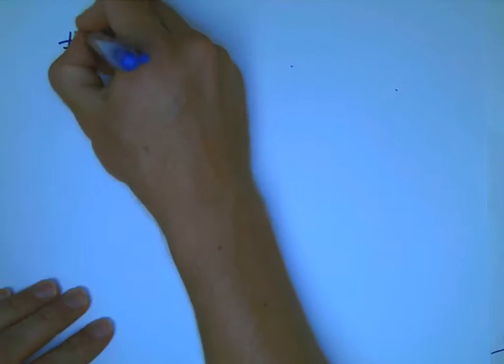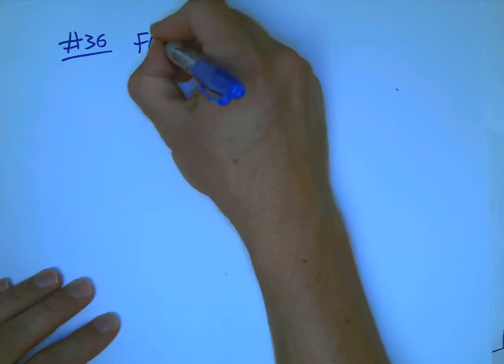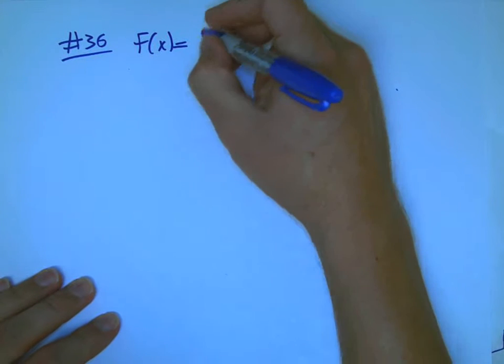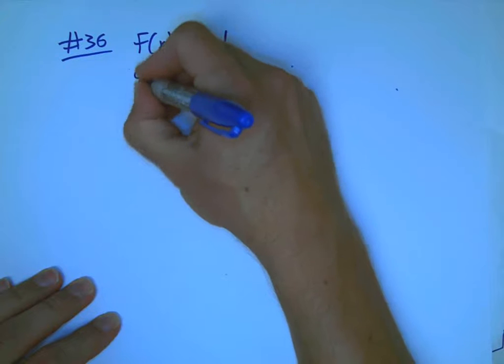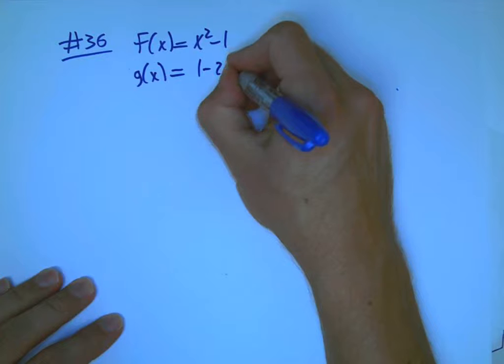I'm back. I realized I wanted to do an example of one more issue, which is the very profound and wonderful idea of putting a function inside another function. So let me do number 36. It was another one of the ones that we were looking at in class, but we didn't have time to finish. And this is f of x is x squared minus 1. And g of x is 1 minus 2x.